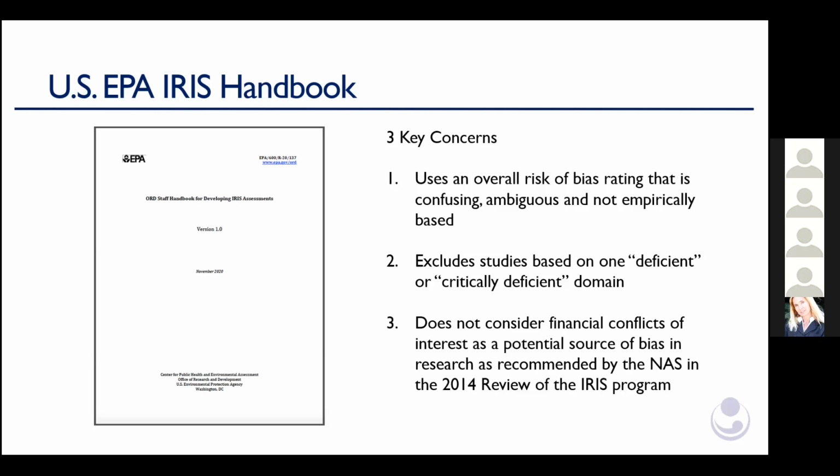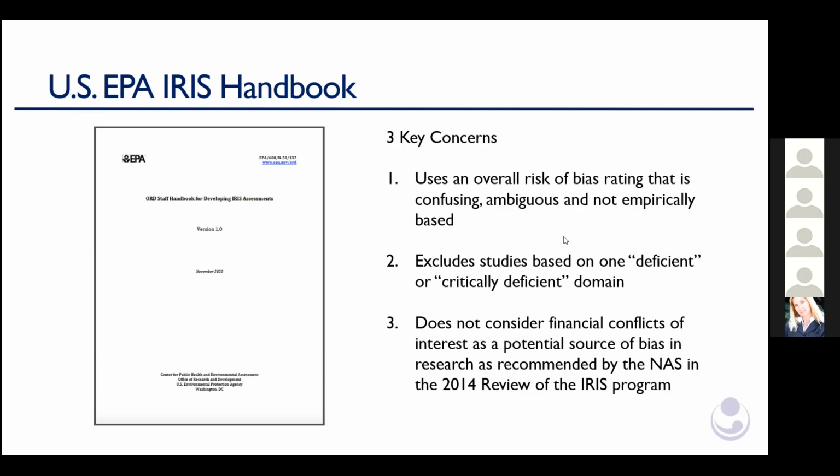So the NAS is currently reviewing it, but there are again some concerns that we have around the systematic review method. You can see 3 of them on the screen there. The first one is that it uses an overall risk of bias rating, and it's confusing and a little bit ambiguous. Number 2, it excludes studies based on only one deficiency or critically deficient domain. And then finally, they don't consider financial conflicts of interest. We know that there's a lot of empirical evidence supporting that as a key risk of bias.